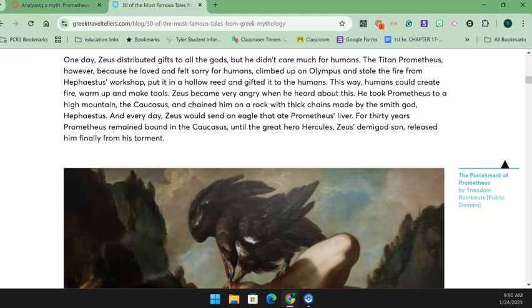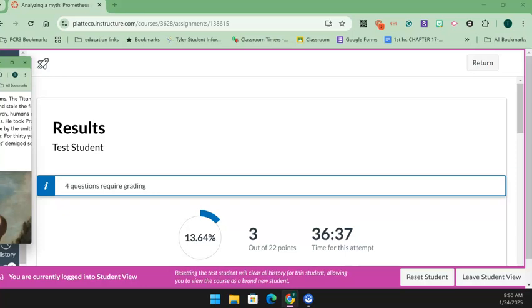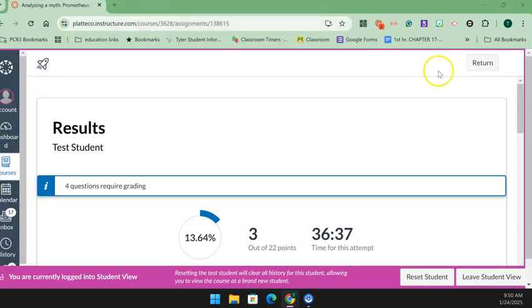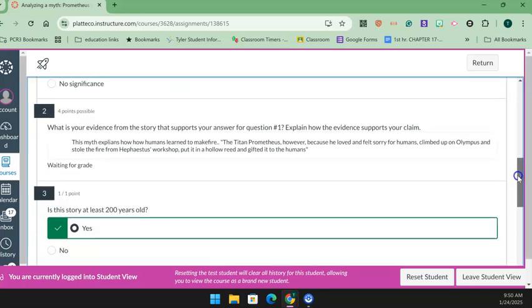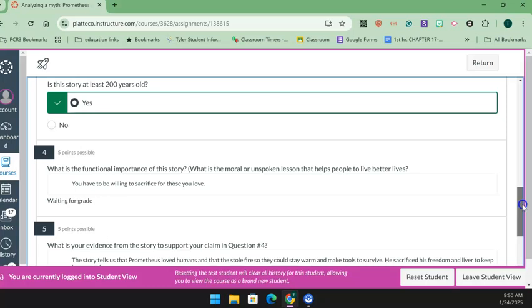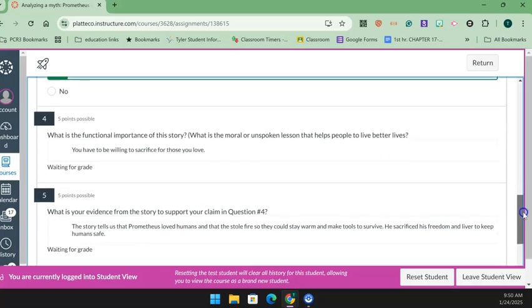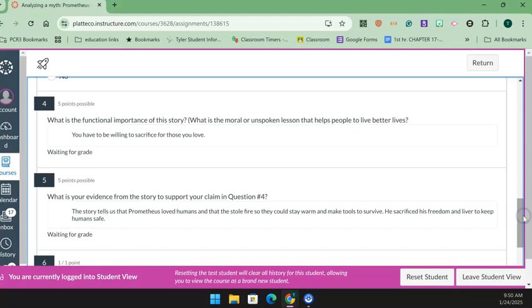But does this story have functional importance? Does it have a lesson that Greeks would have learned? Yes or no? Yeah. Right? And there are lots of different examples. So the one that I put was, you have to be willing to sacrifice for those you love. Hephaestus loved people. He had to be willing to sacrifice in order to help them to stay safe. Okay?